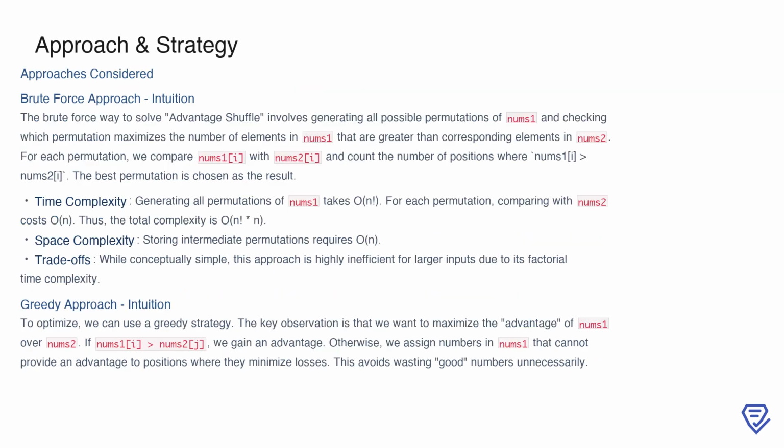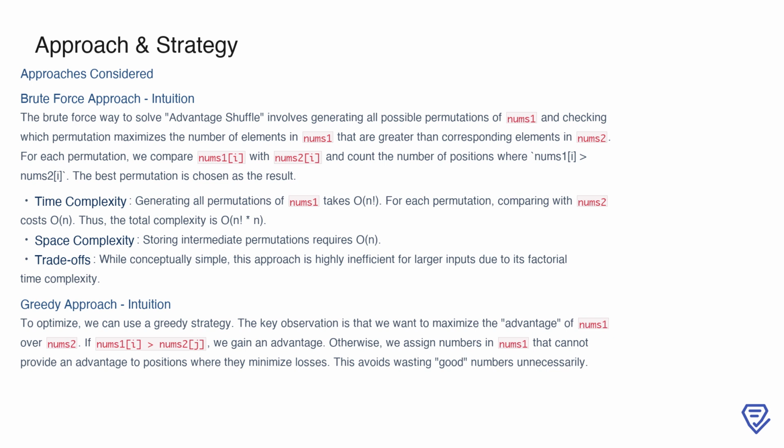To start, let's consider the brute force approach to solving the advantage shuffle problem. The idea here is to generate all possible permutations of nums1 and evaluate each one to determine which maximizes the number of positions where nums1[i] is greater than nums2[i]. For each permutation, we compare corresponding elements of nums1 and nums2, counting how many positions satisfy this condition. The permutation that gives the highest count is chosen as the result.